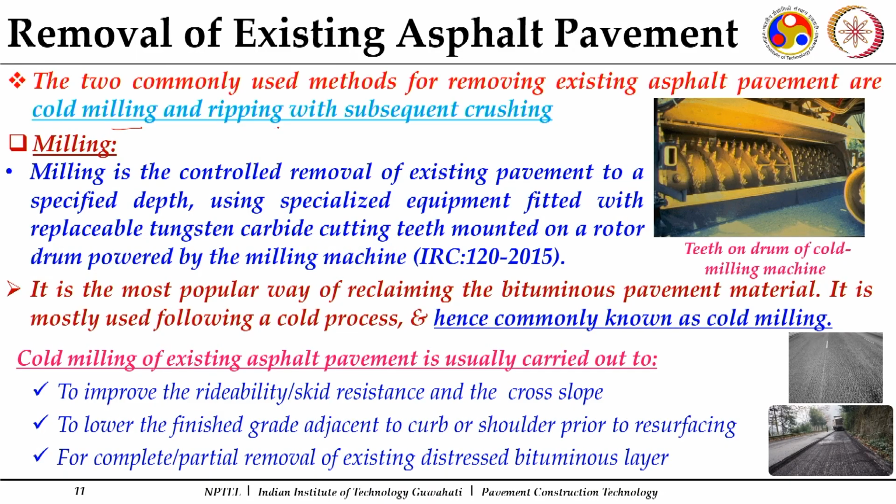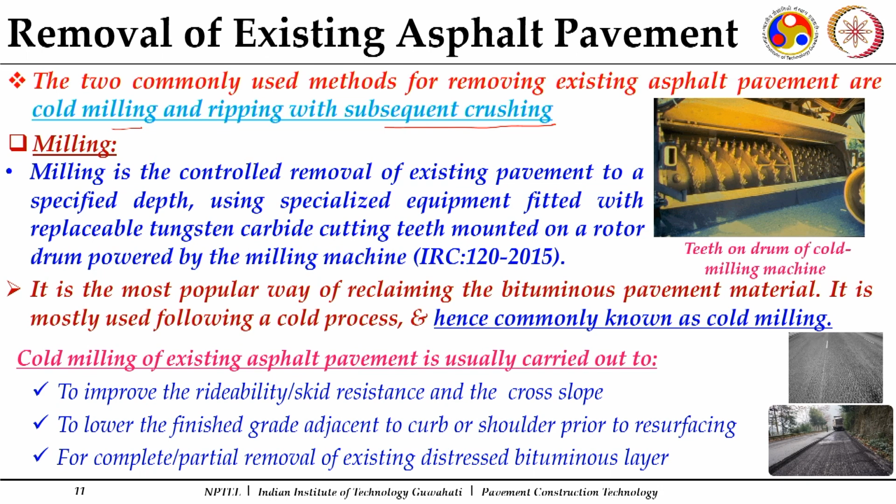The next important aspect in recycling is the removal of the existing pavement. Basically, the removal of the existing bituminous pavement is quite often done by two popular methods. One is milling and the second is ripping with subsequent crushing. These are two quite popular methods used for reclamation of the existing bituminous pavement to get the reclaimed asphalt pavement for our recycling purpose.